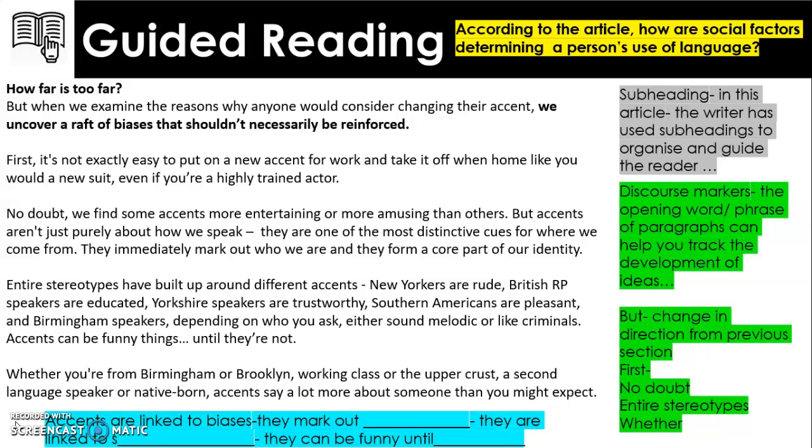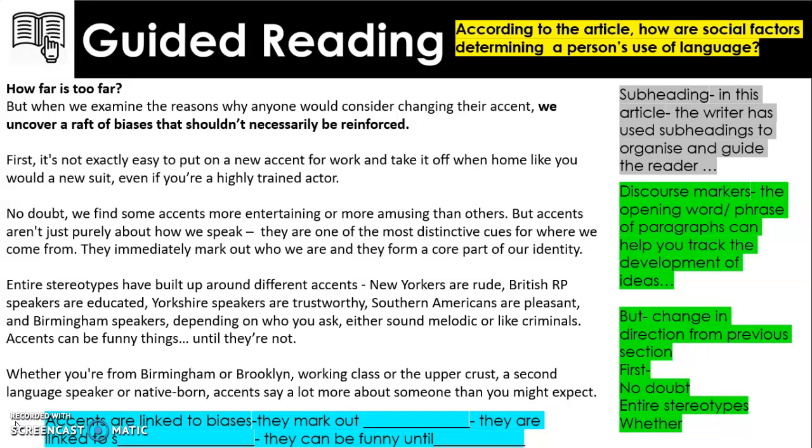So this is just going to be a way to summarize this section, because I just want you to pause, reread it, and think, which words would I use to complete this summary? Okay, off you go. Okay, brilliant. What did you get then? They mark out who we are. Brilliant, who we are, that's our identity. They are linked to stereotypes. They can be funny until they're not.